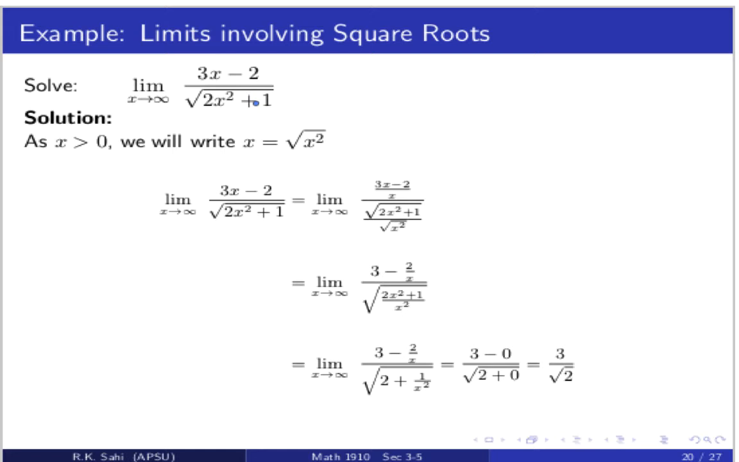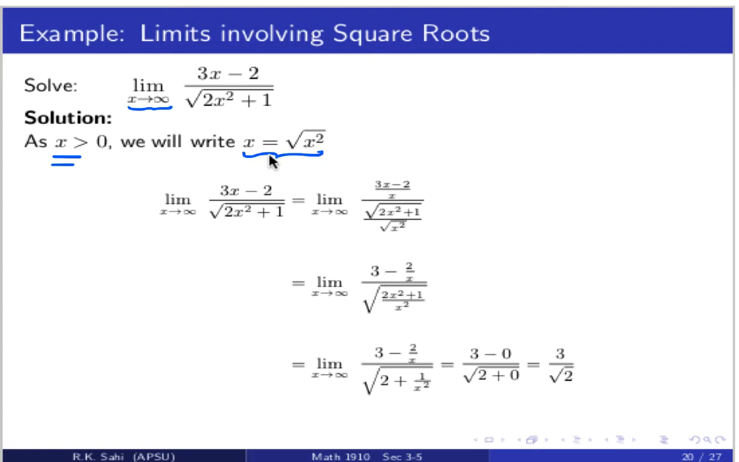A rational function means a function where you have a polynomial over a polynomial. So how would we solve problems with a linear function in the numerator and a square root in the denominator, or vice versa? The first thing we do is ask, where is my x going? x is going towards infinity. That means x is positive. So in that sense, the square root of x squared would be x.